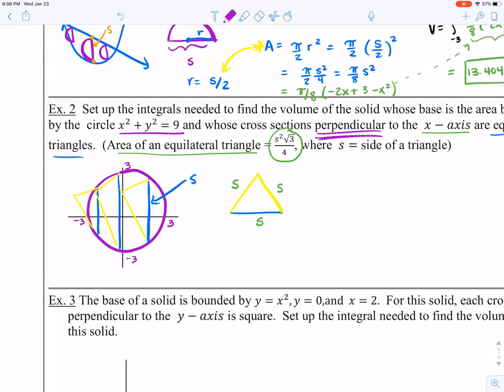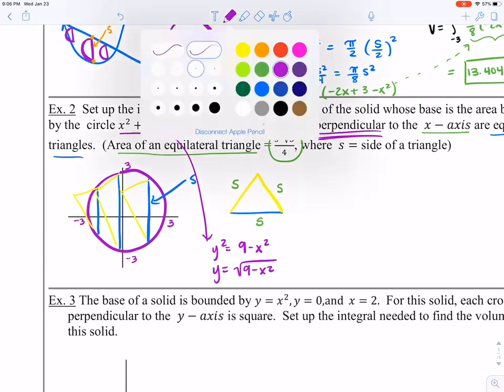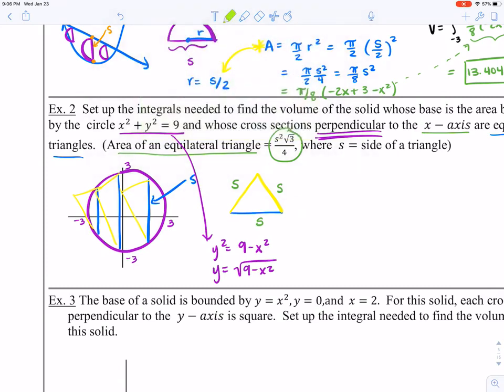And I need to realize that this equation here isn't solved for y. So y squared is equal to 9 minus x squared, which means that y is the square root of 9 minus x squared. And guys, what that means is that the top half of my circle is positive root 9 minus x squared, and the bottom half of my circle is negative root 9 minus x squared. So it has a plus or minus.